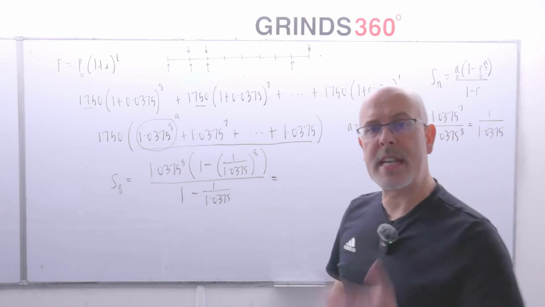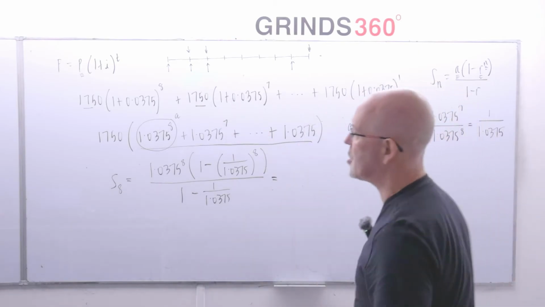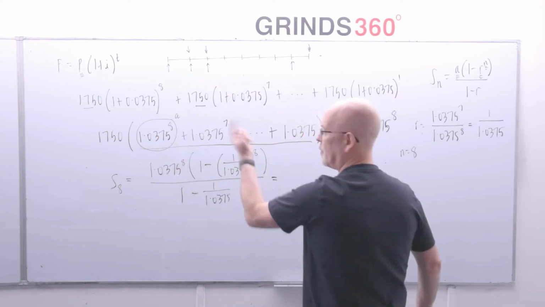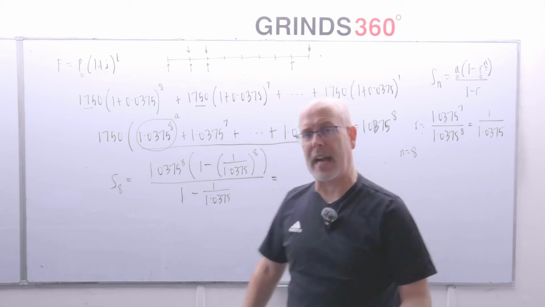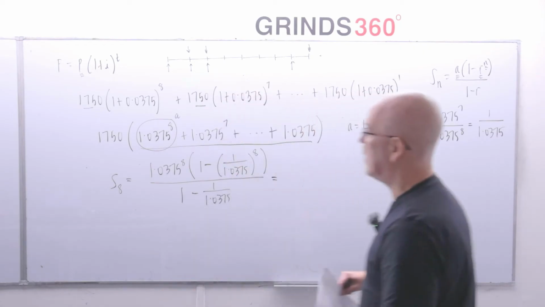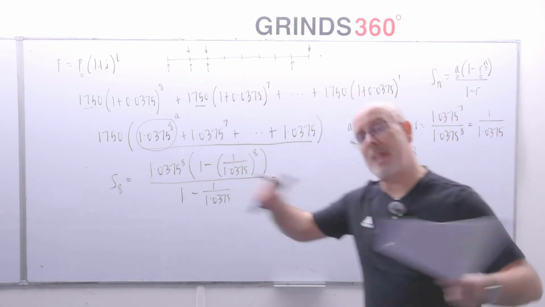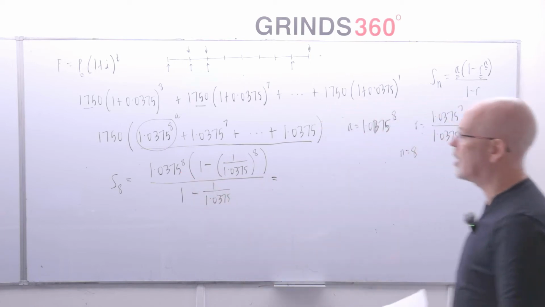Okay? So it's easy to identify A, OR, and N. A is whatever's first in the list of numbers inside the bracket. To find OR, take the second number divided by the first one, either by hand or by using your calculator. And then N is the number of payments. The number of numbers listed is the same as the number of payments. Every year for 8 years, N is 8.